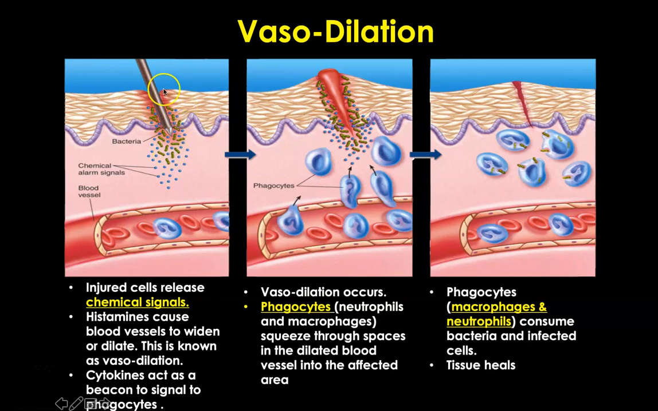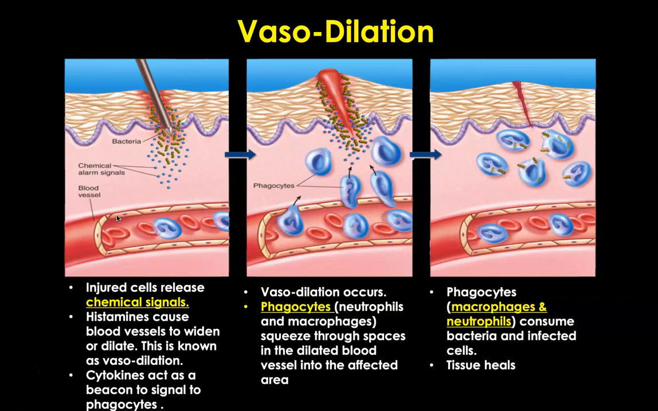So the first thing that happens when we have an accident like this and some infecting pathogens is that the injured cells around that nail or pin will start to release their own chemical signals, and those chemical signals will be histamines. Those histamines travel to the nearest capillary, these blue chemical alarm signals, and they act on the capillary itself. They cause the capillary to dilate, and that's called vasodilation.